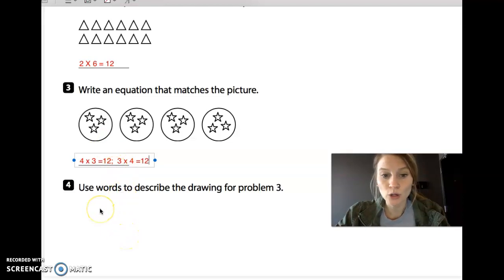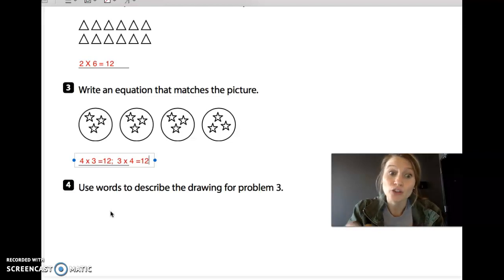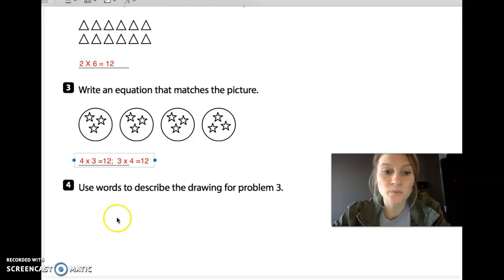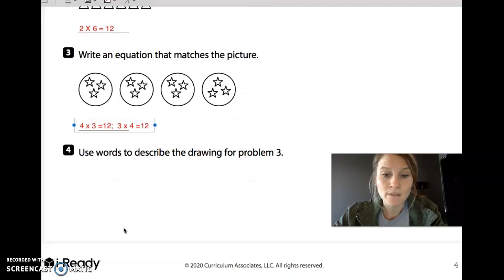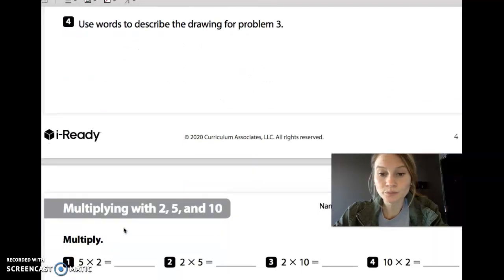Now, using words to describe the drawing for problem 3. This is just like what we do in our problem set. Explain. Tell me how you can describe that. So you're going to say, I see how many groups and how many is in each group. So I want to see a good sentence there from you today. Okay? All right, so that's 4.